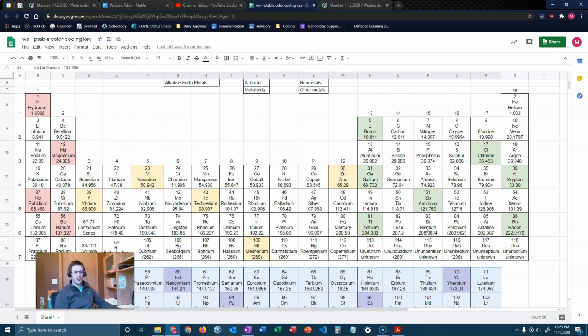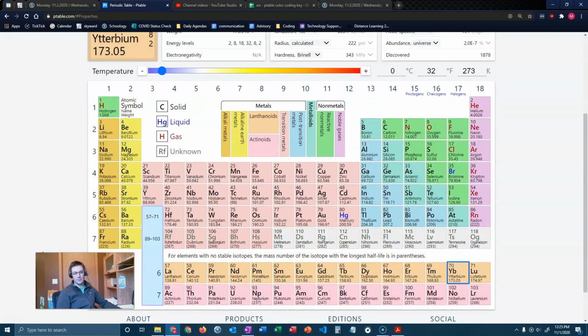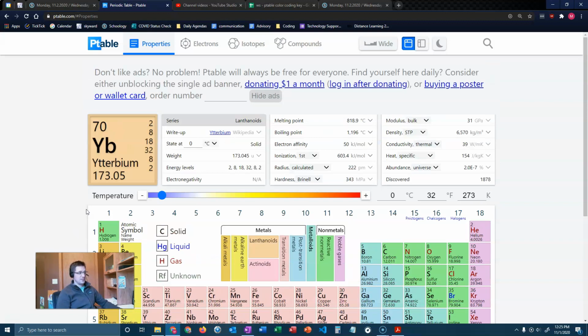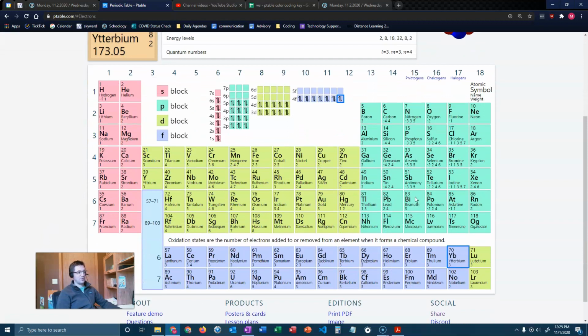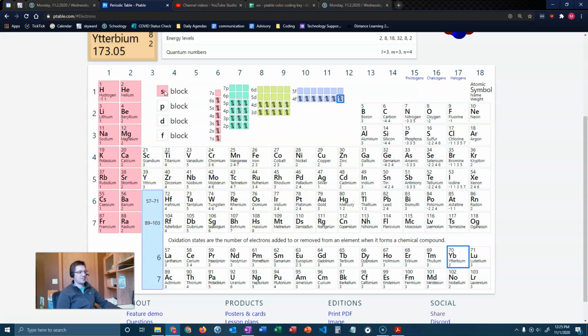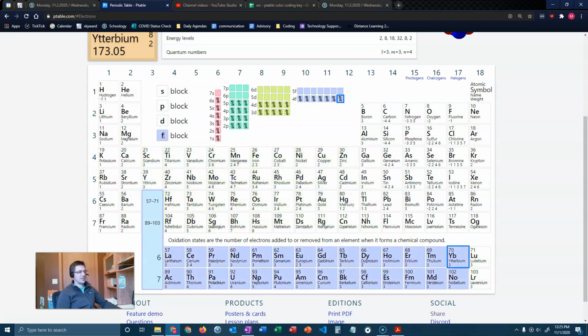Okay? It's almost like the periodic table was designed specifically for electron configurations, and as a matter of fact, that's exactly it. You can see this on ptable.com. The default view on ptable.com is this properties view, but if you click over to electrons, you can see that these areas have their own color and they're named. This is the S block, this is the P block, this is the D block, and here's the F block, just like we discovered. Super, super cool.